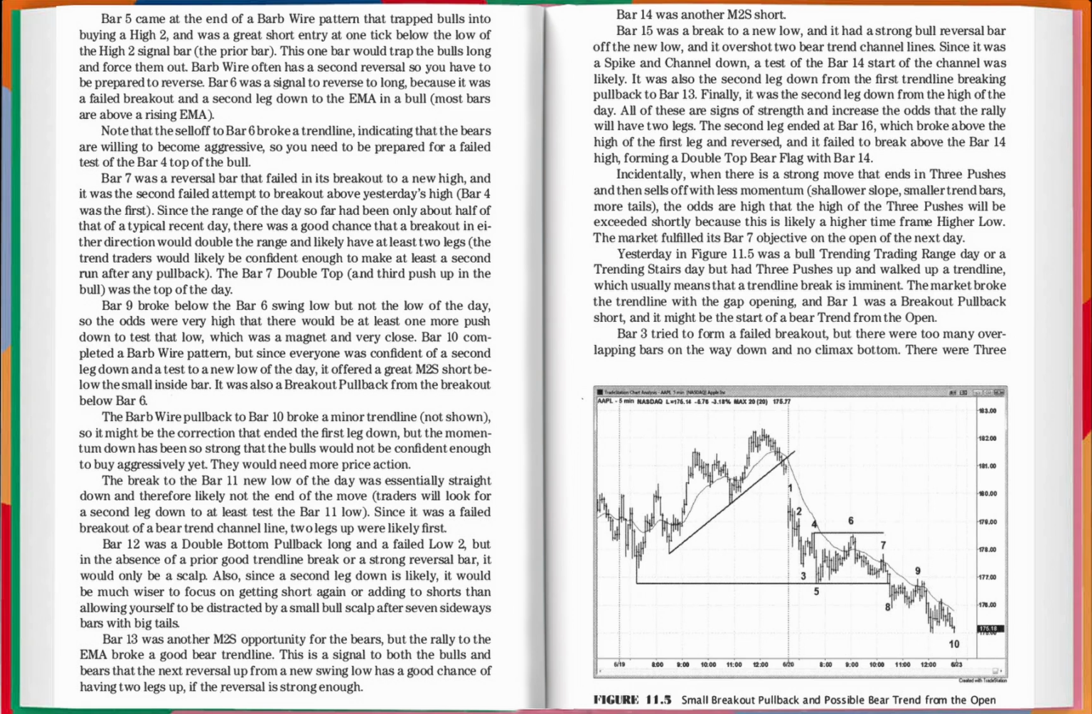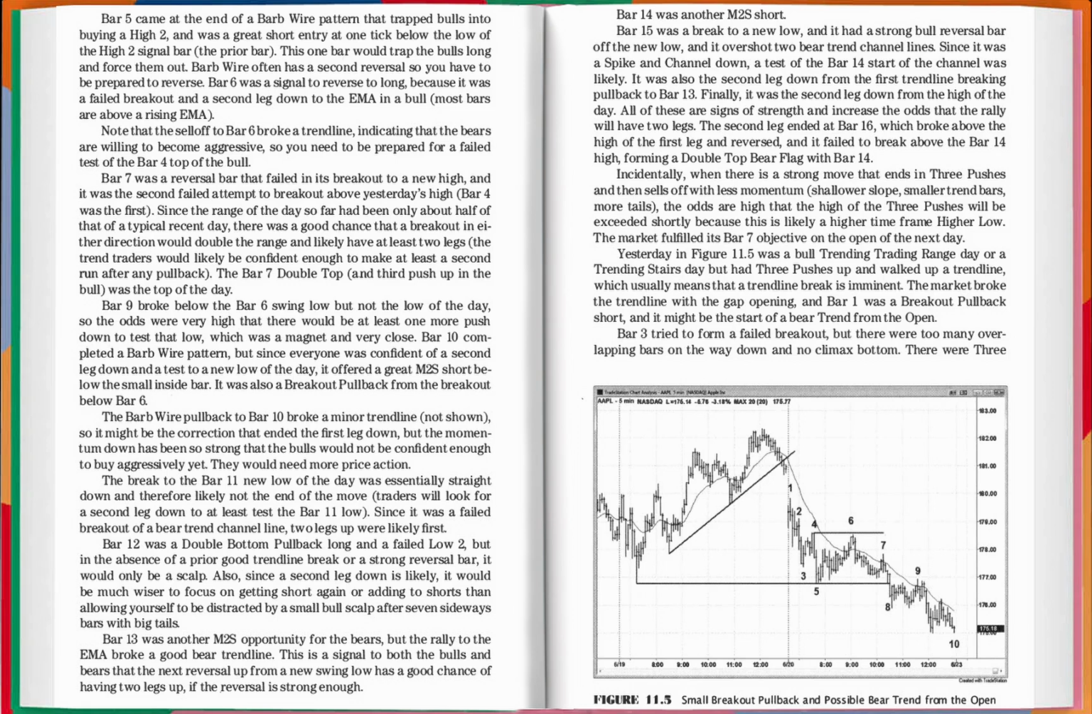The barbed wire pullback to Bar 10 broke a minor trend line not shown, so it might be the correction that ended the first leg down, but the momentum down has been so strong that the bulls would not be confident enough to buy aggressively yet. They would need more price action. The break to the Bar 11 new low of the day was essentially straight down, and therefore likely not the end of the move. Traders will look for a second leg down to at least test the Bar 11 low.